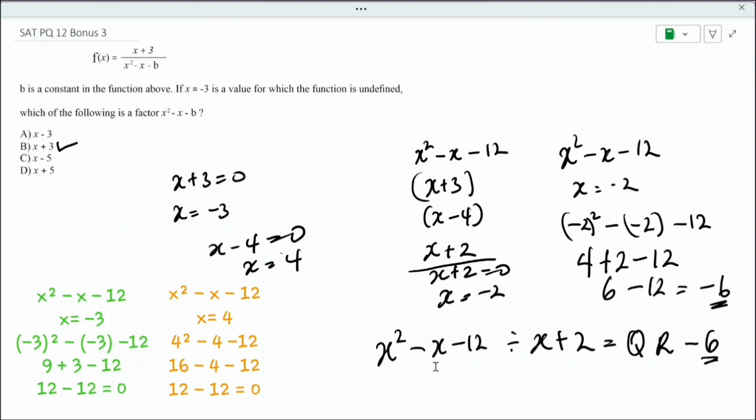Note that in polynomial division, this is called the dividend. This is called the divisor. The result is called the quotient. Then you have a remainder, which in this case is -6.